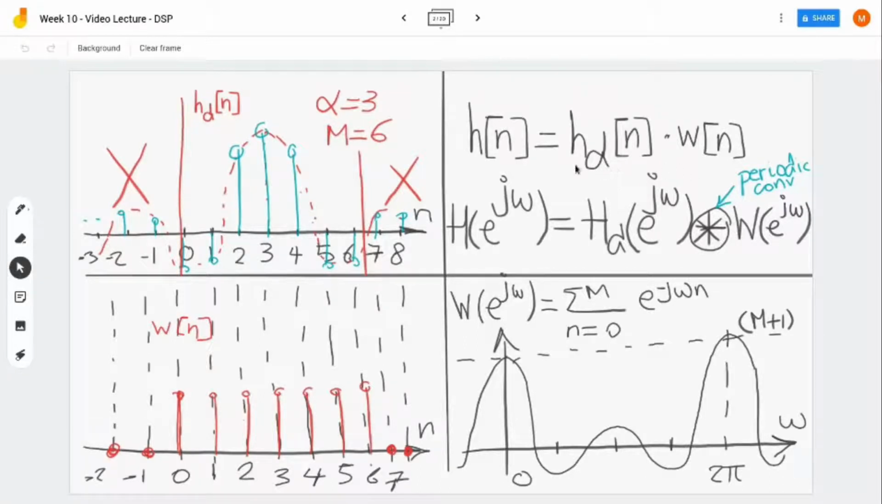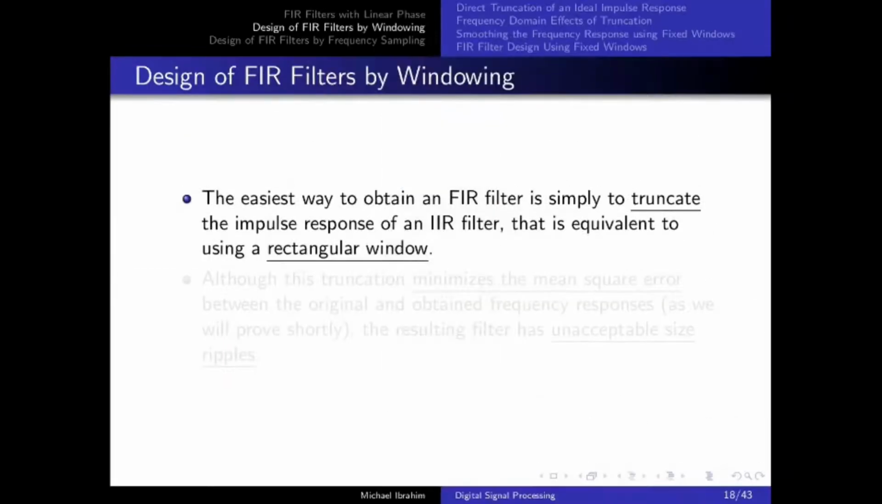So multiplying h desired of n by this window, which is called the windowing operation, that's why this method is called designing FIR filters by windowing, will give us convolution in frequency domain. So the desired frequency response of the filter, which was the ideal filter, will be convolved with the spectrum of this window, which means that the spectrum of this window will affect the resulting spectrum of the approximate filter we have over here. Let's go back to our slides and go through this in more detail.